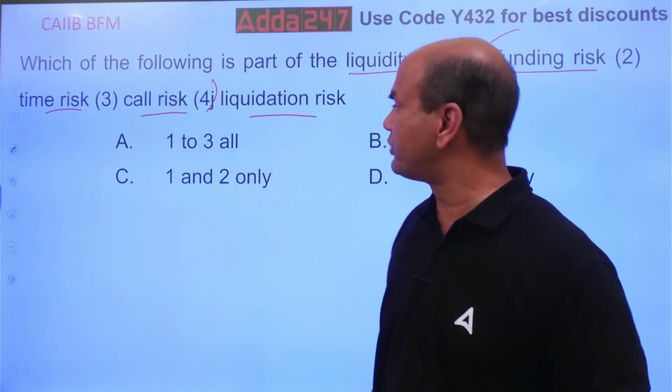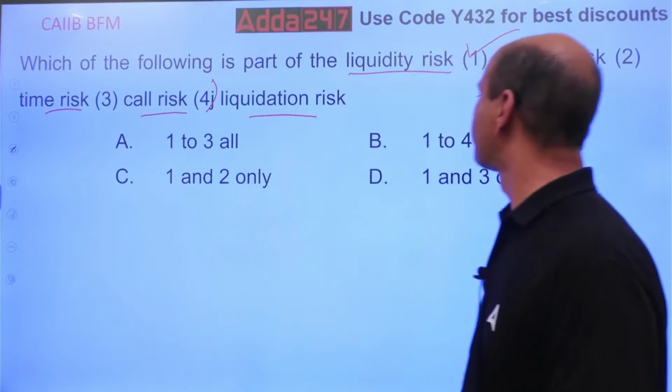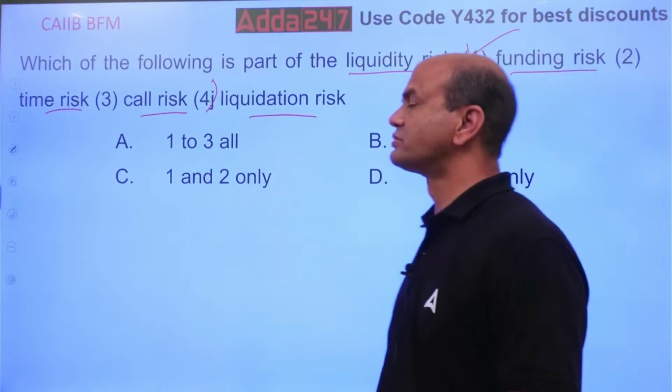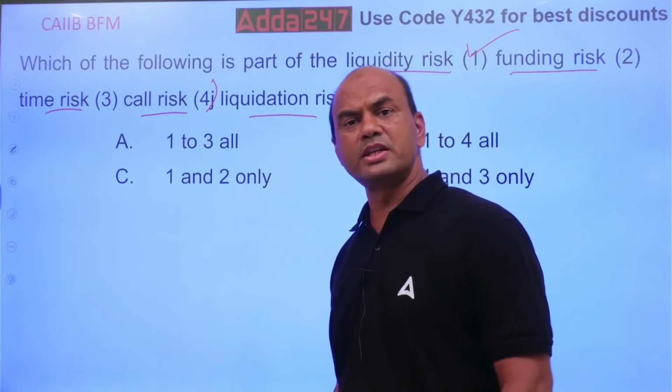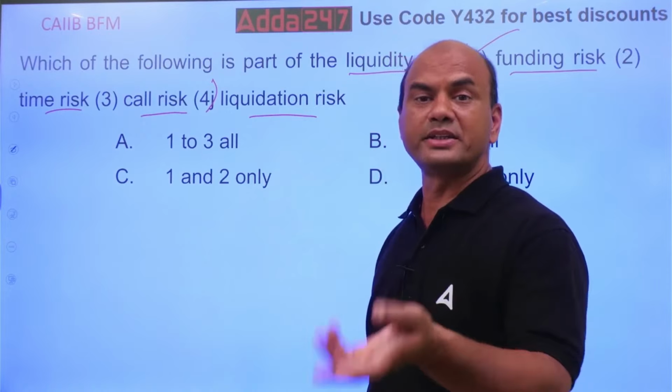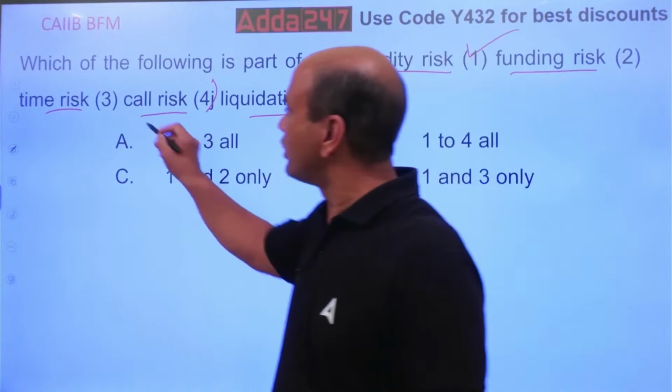Call risk means will you face this call risk? Call risk means somebody takes back, just now I explained you, the issuer takes back the bonds. This is not possible.